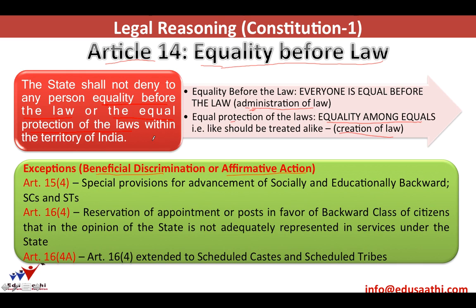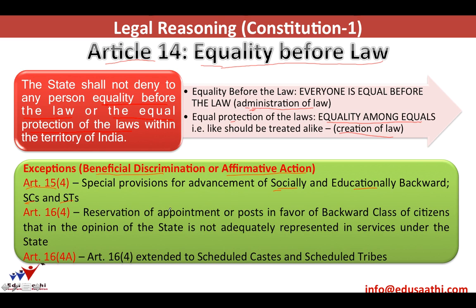In some cases, Article 14 can be exempted. Those exceptions are Article 15 Clause 4, which says special provisions for advancement of socially and educationally backward classes, scheduled castes and scheduled tribes. So in certain cases, when there is a requirement for the benefit of the society, that is beneficial discrimination, Article 14 cannot be pleaded, because in some cases the government provides special protection to the socially and educationally backward classes. In that case, Article 14 is not applicable, because that is in the nature of beneficial discrimination.